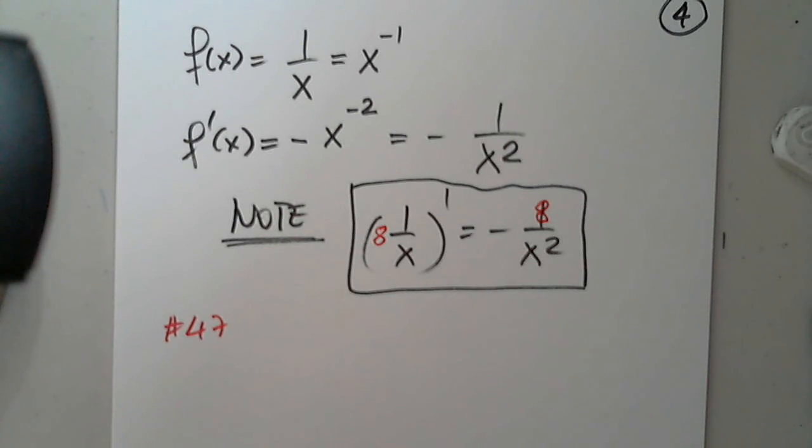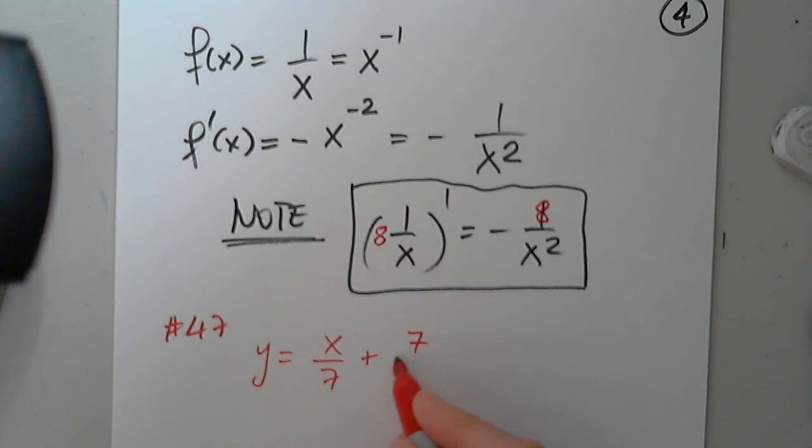Go ahead, Kimmy. If that type of question shows up on the test, are you expecting us to show all the work to get to negative 1 over x squared? No, that's my next example. Very good. You're way ahead of me. Awesome.